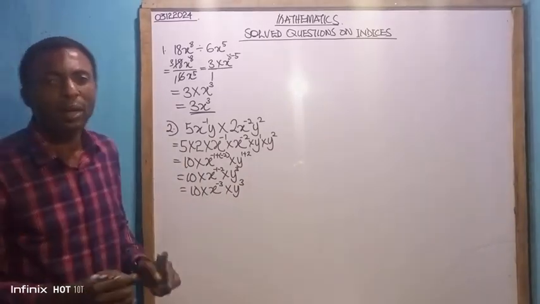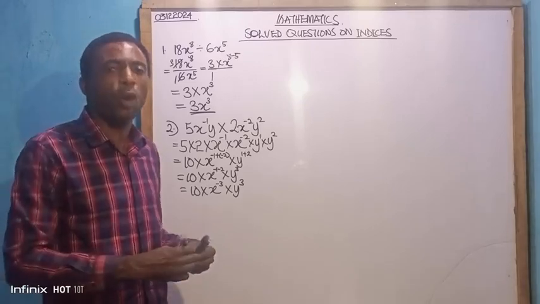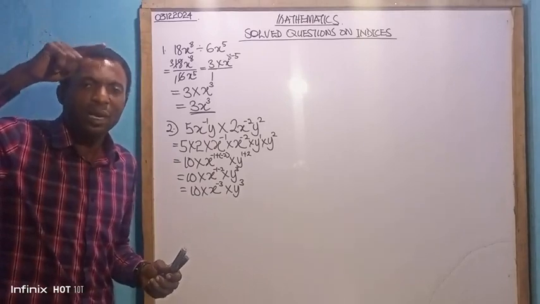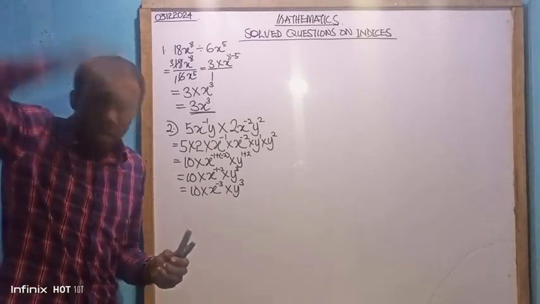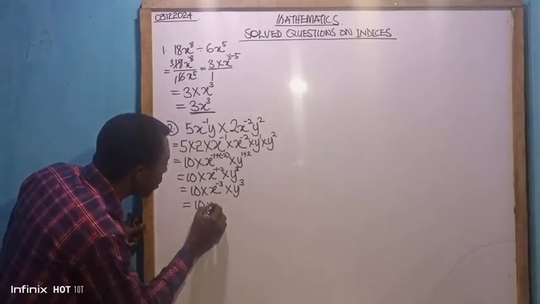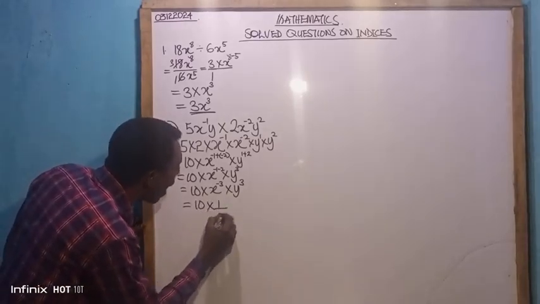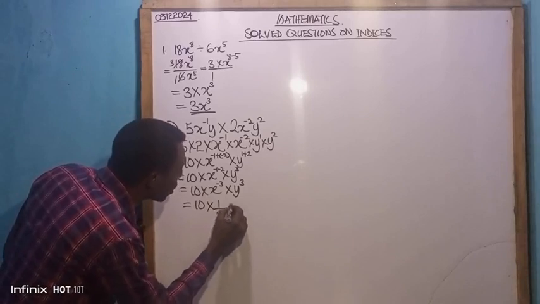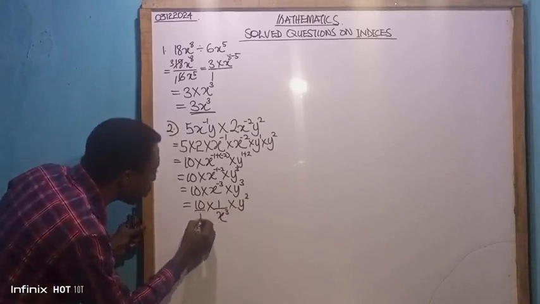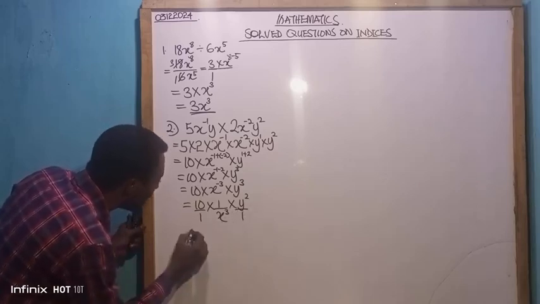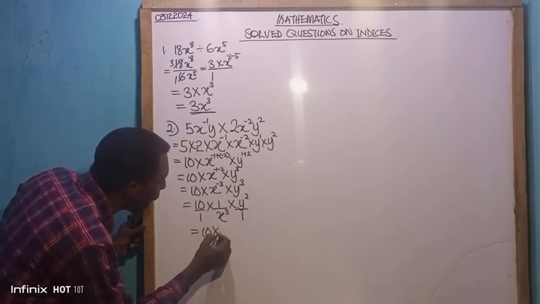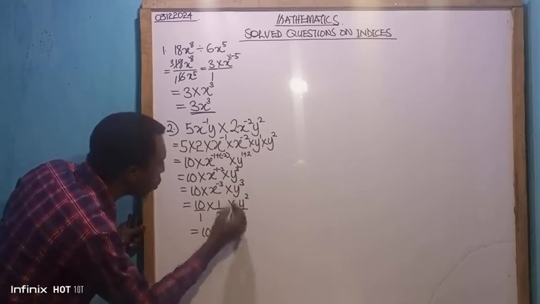Then don't forget, I told you something about negative law. When you have a power that is having negative, that minus will become a reciprocal. So we have something like this. That will be 10 multiplied by 1 over x raised to power 3 multiplied by y raised to power 3. So that means this one is over 1, this one is over 1. Then that will now be 10 multiplied by y raised to power 3.